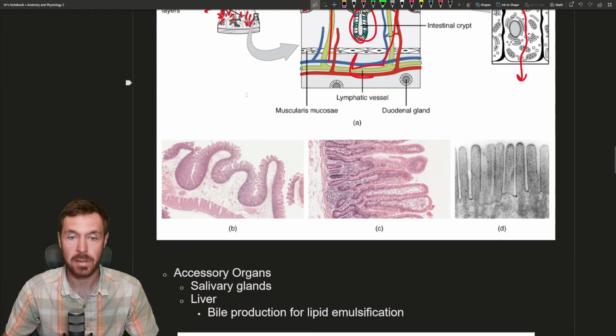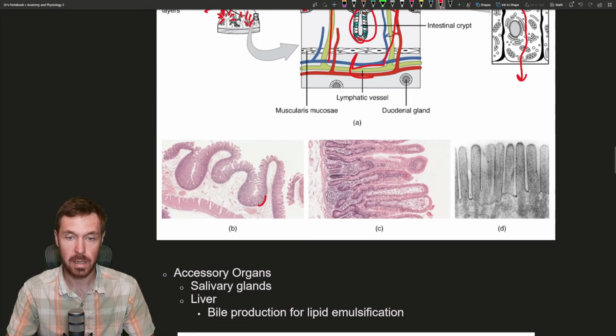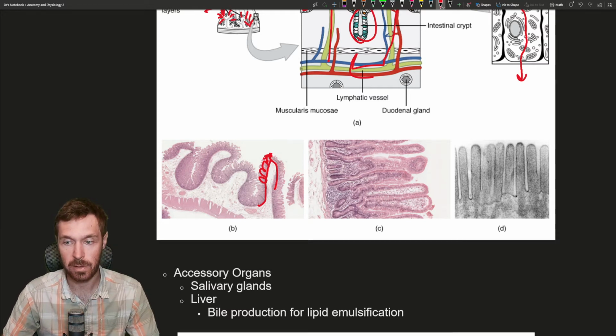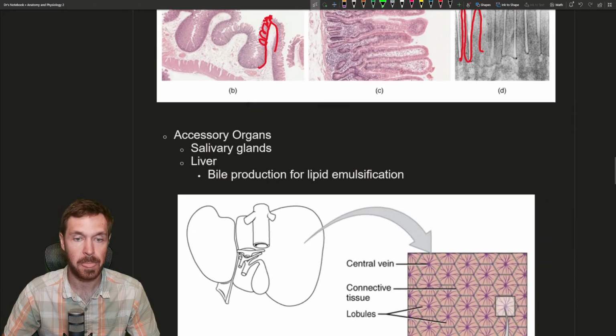So that's in essence how all that works. Here you can see the little villi, and then the folds and the villi coming out, and these would have the microvilli on them as well. These little finger-like projections increase the surface area tremendously.